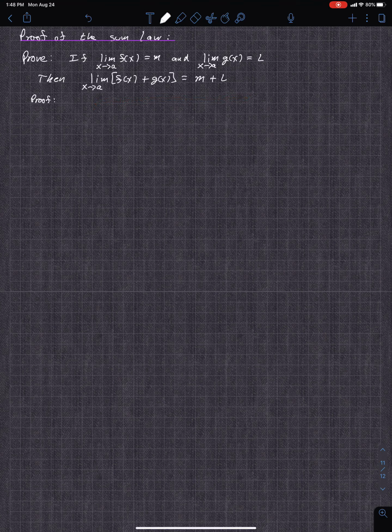So let's take a look at that. So first thing you would say is assume that the limit of f of x as x approaches a equals m, and the limit of g of x as x approaches a equals L. It's like if you have P implies Q, when you're trying to prove something like that, you have to assume P is true. That's the technique for an implication.